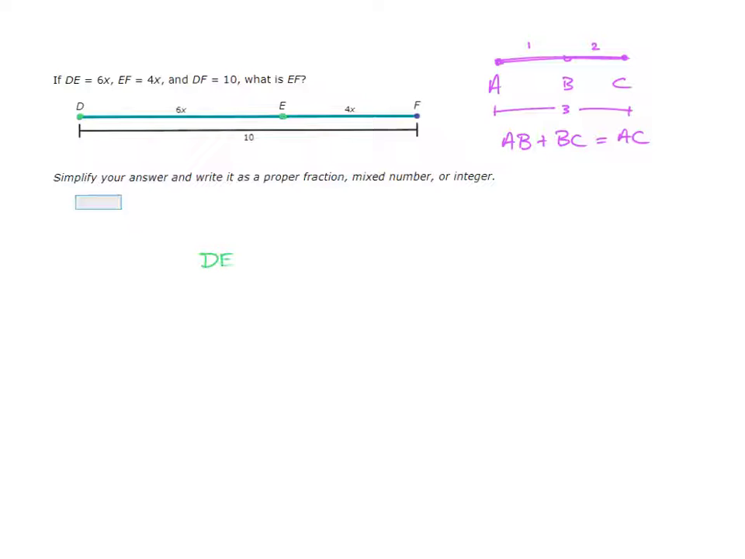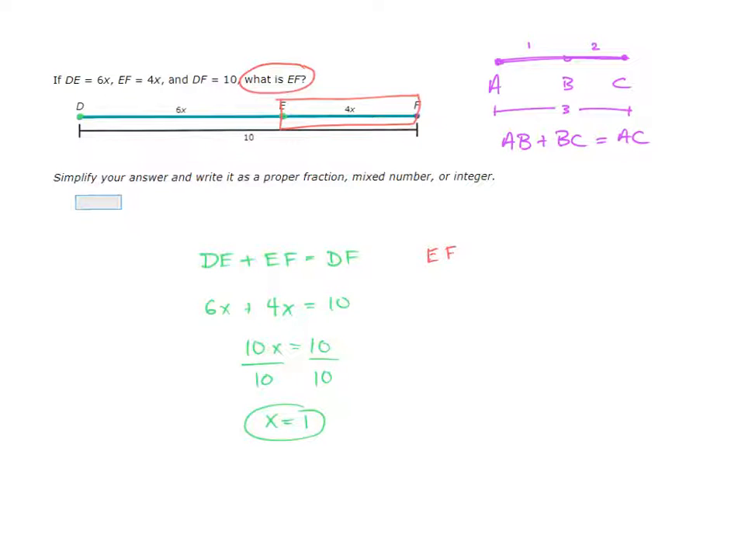I always like to start by putting this little formula: DE plus EF is going to equal DF. So in this case, DE is 6x plus 4x, and that's equal to 10. And then 10x is equal to 10, divided by 10. And that's telling me my value for x is 1. Now be careful, it's not asking what is x, it's asking what is EF. So I have to go to EF here and realize that EF is equal to 4x, and I have to do 4 times 1, which is 4, and our answer here would be 4.